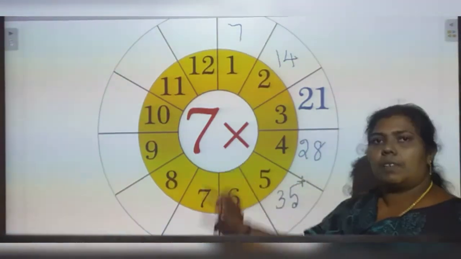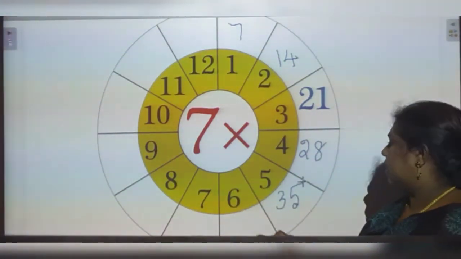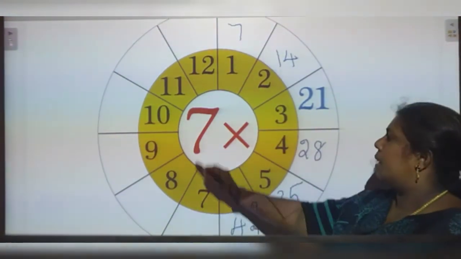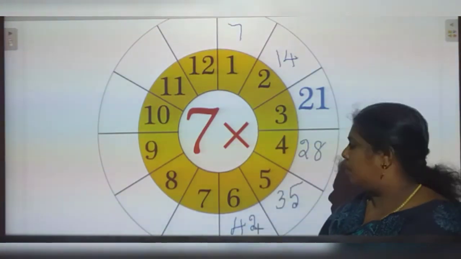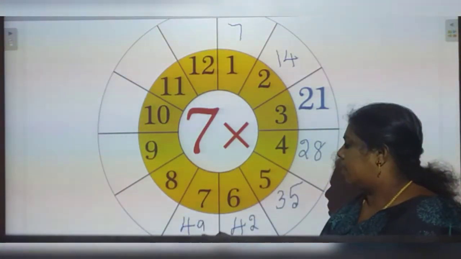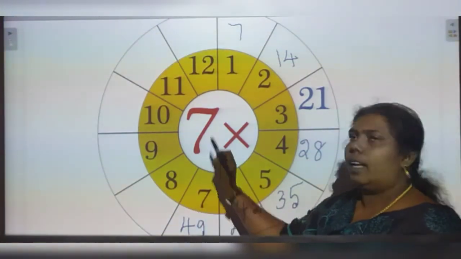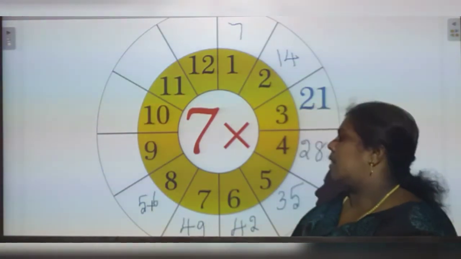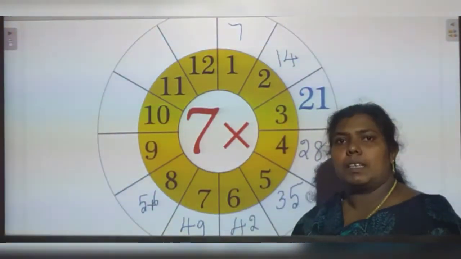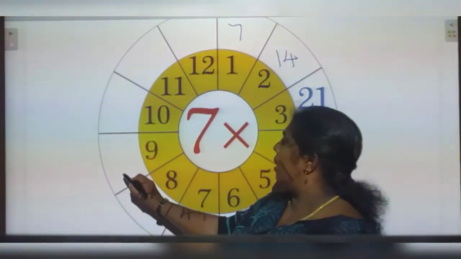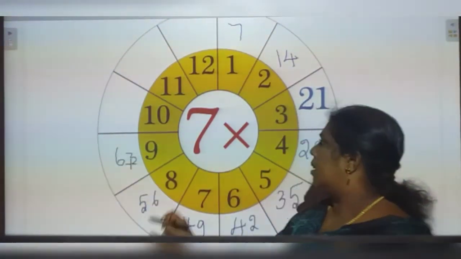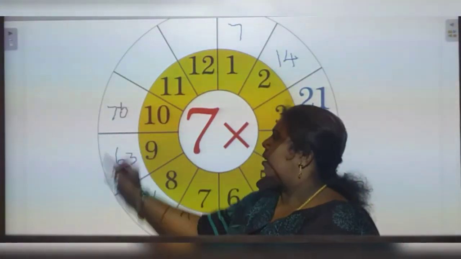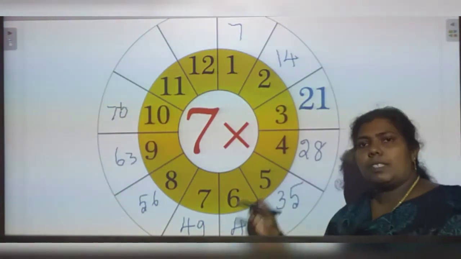Then 6 times 7 is how much? 42, isn't it? Next, 7 times 7 is 49, right? Next, 8 times 7 is 56. Then 9 times 7 is 63, right? Then 10 times 7 is how much? 70, right? Now you know the seventh table, right?